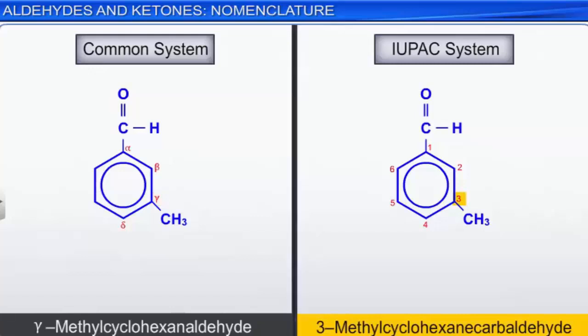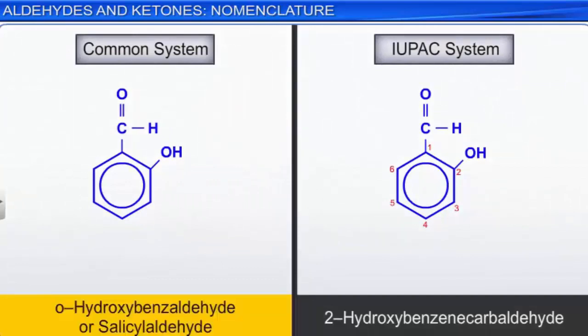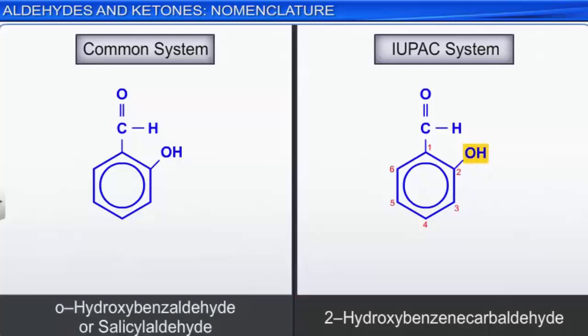Similarly, while writing the IUPAC name for ortho-hydroxybenzaldehyde or salicylaldehyde, the substituent hydroxyl group gets the second position as the numbering of the ring starts from the carbon atom attached to the aldehyde group. Thus, the IUPAC name for this molecule is 2-hydroxybenzenecarbaldehyde.